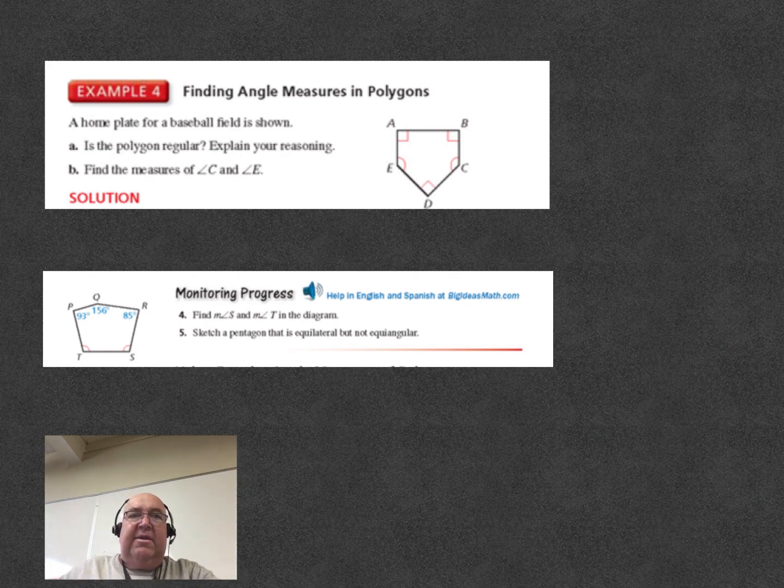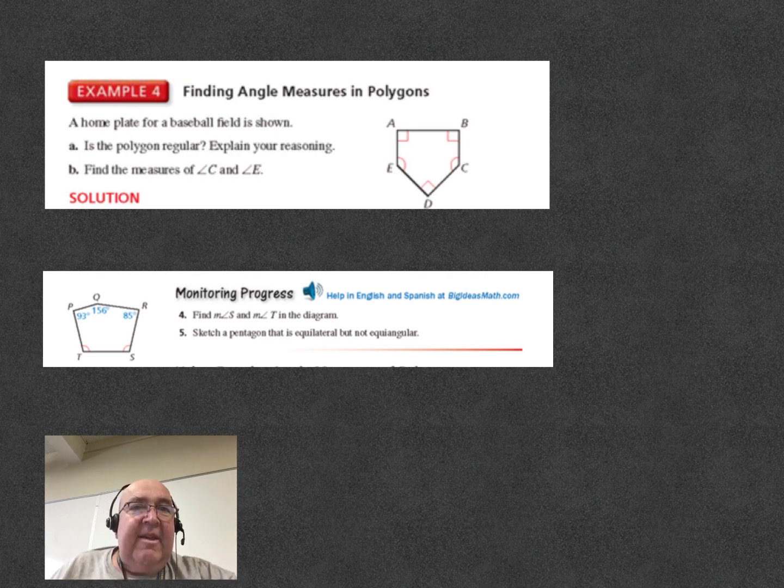So first off, a home plate for a baseball field is shown. Is the polygon regular? Remember that a regular polygon has to have equal sides as well as equal angles, and you can see that the angles are not equal here.